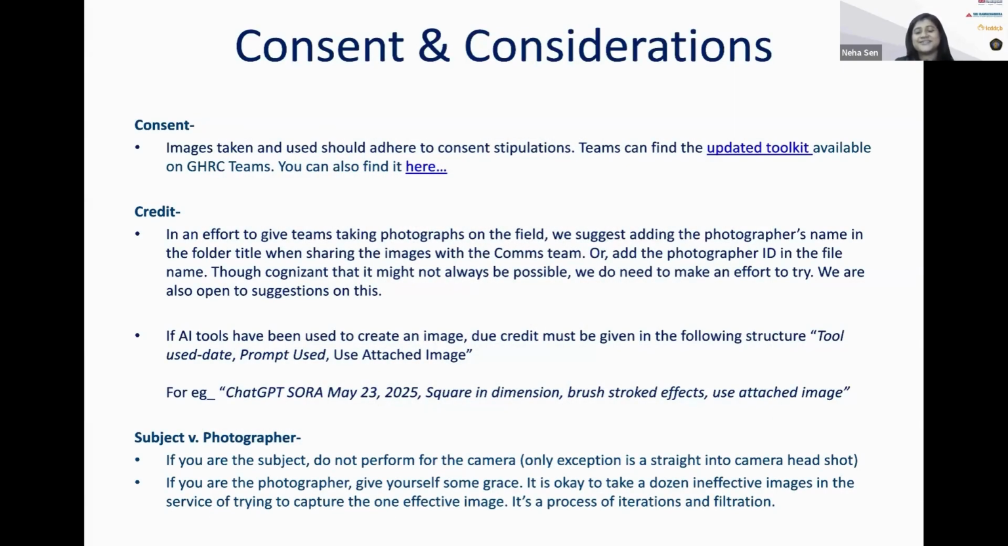The last bit is the subject versus photographer bit. Here, a lot of you will be subjects at certain times, and there will be moments where you will be the photographer. If you're the subject of the image, don't perform for the camera. Don't try to move your head or do anything. You don't have to perform for the camera. It's the photographer's job to get a good image. The only exception is obviously straight into camera headshots.